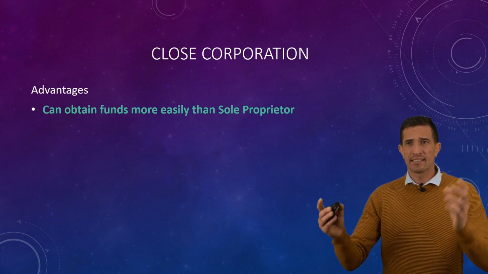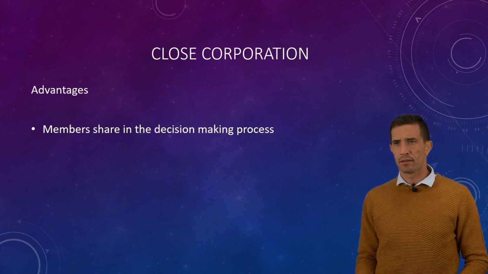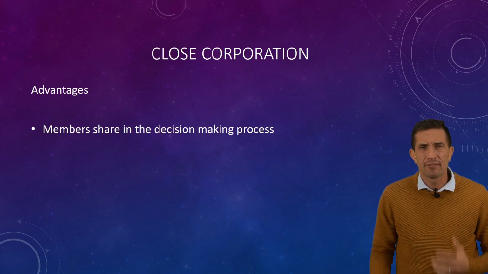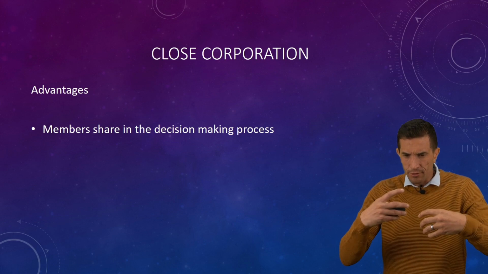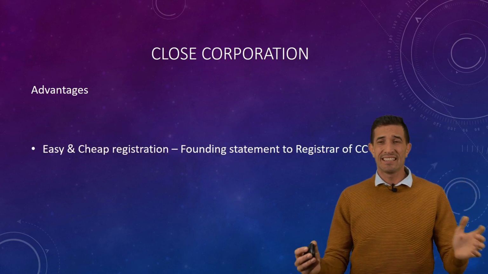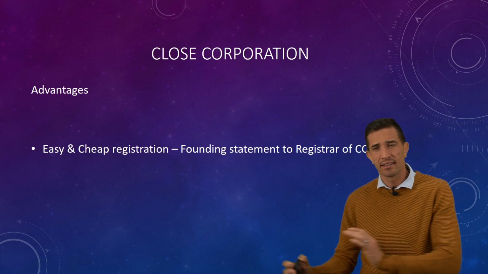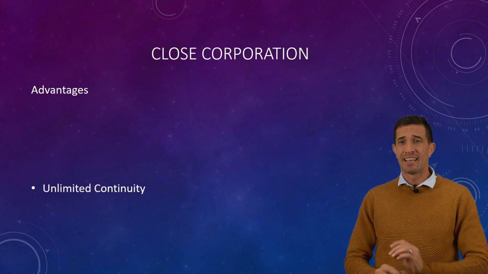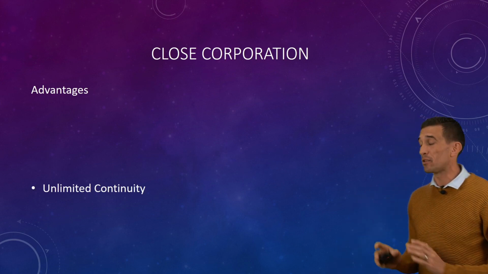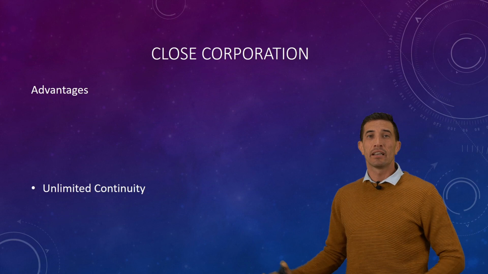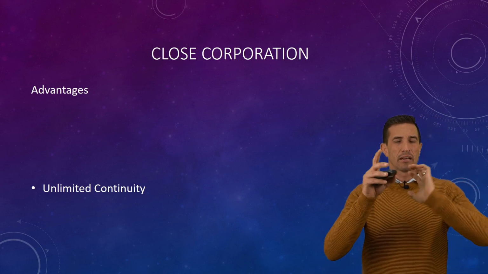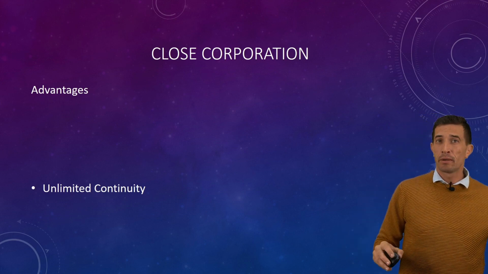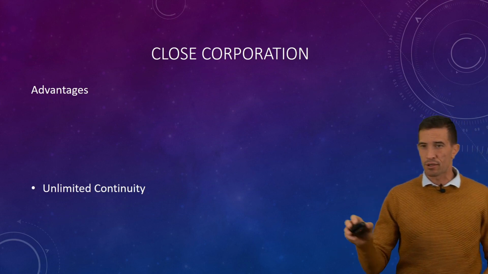So advantages, in summary: you can get more funds, more capital. Members now share in the decision-making process, which means there's more creativity, there's more input, more experts sit together so you get better decisions. It's easy and cheap to register, when you could register it. It's no longer available. The founding statement can be changed, there's no restrictions to it. It's unlimited continuity, which means the owners or the members can sell out their shares in the business, although they don't really have shares in that sense. But the business will continue to exist without them because it's a separate person.